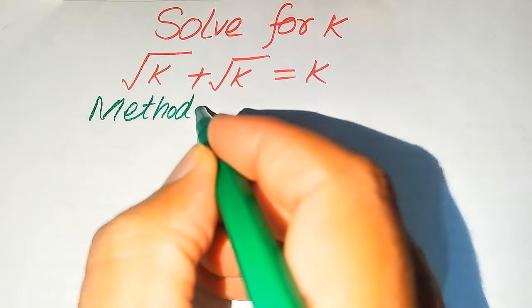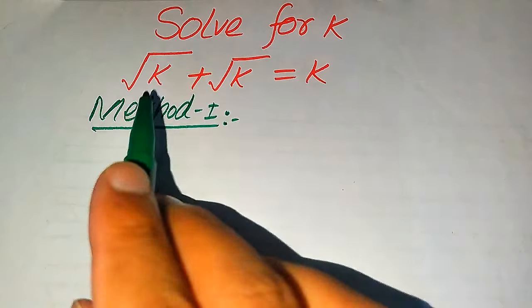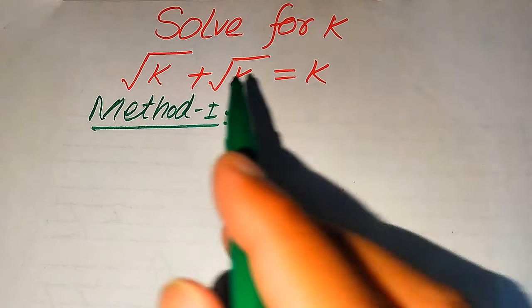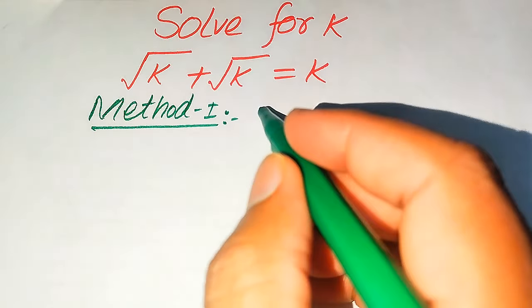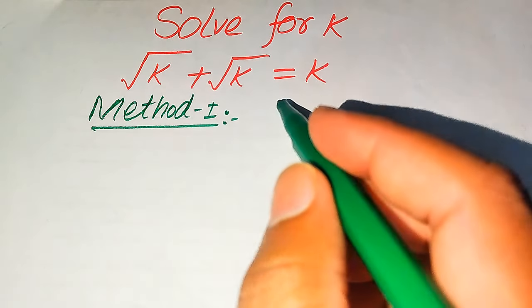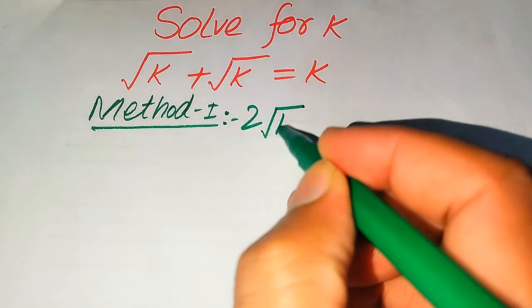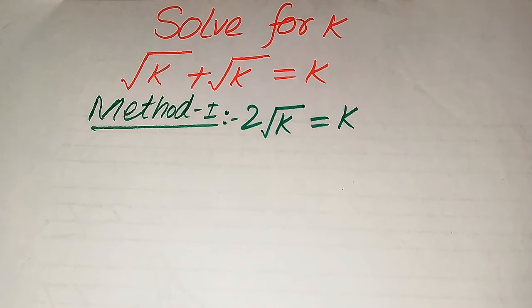So in the first method, you focus on the left hand side and you see here two variable terms are added to each other. When we add these two terms, it means that we add the coefficients of these two terms. The coefficients of both of these terms are 1. After adding this, we get 2 times square root of k is equal to k.